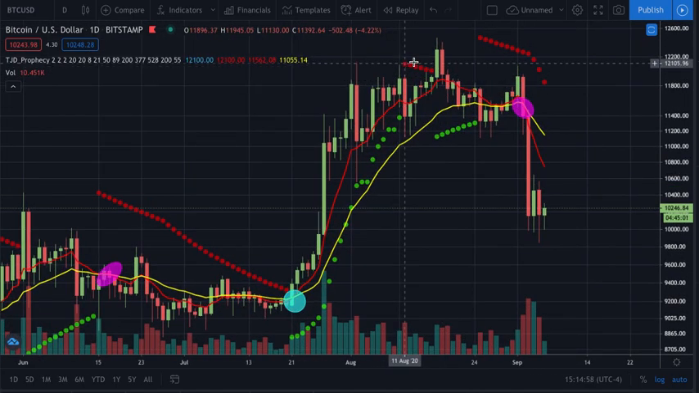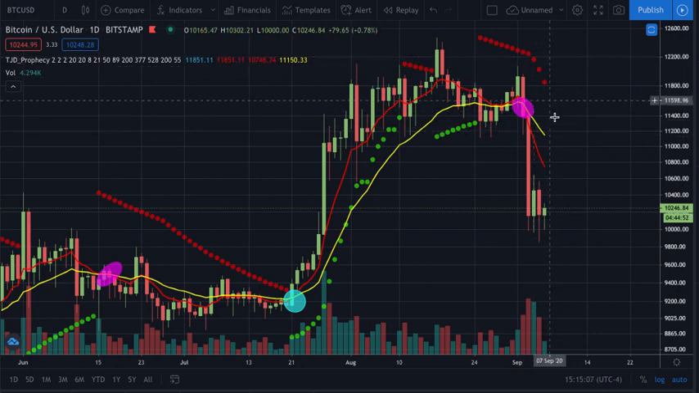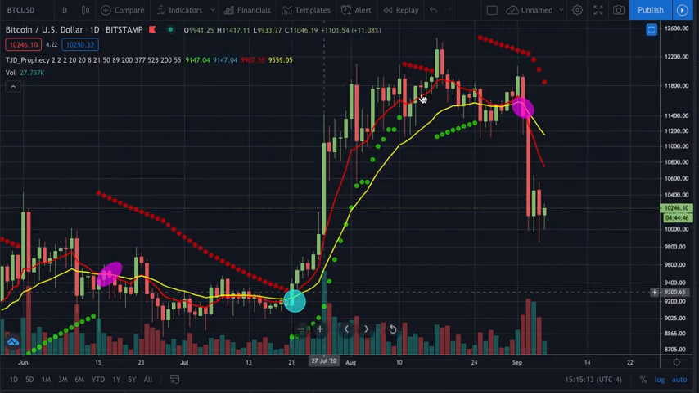So then what's happening here? Consolidation, consolidation, consolidation. Wait a minute. What is this right here? Parabolic. We are going parabolic to the downside right now. We are trending aggressively to the downside right now. That is very important. So that's what the parabolic SAR does.